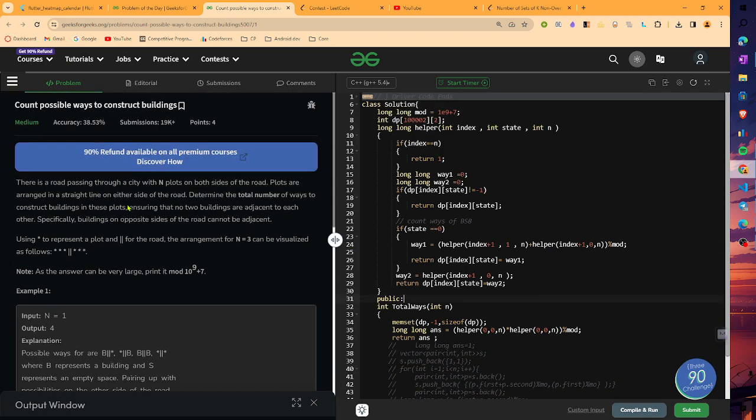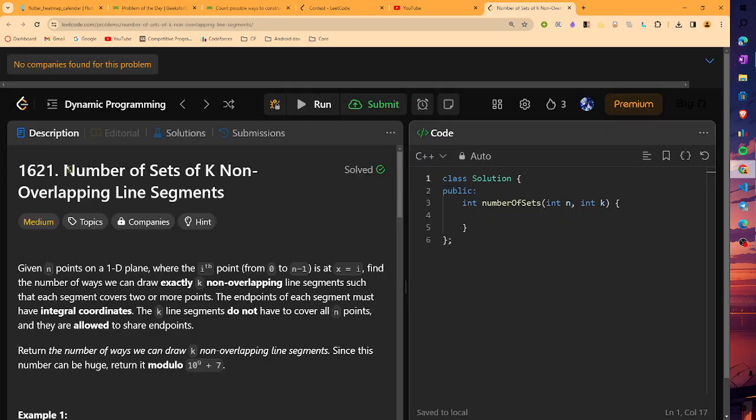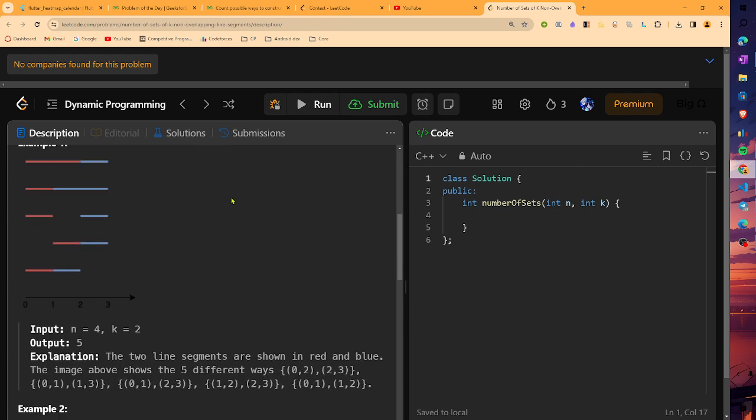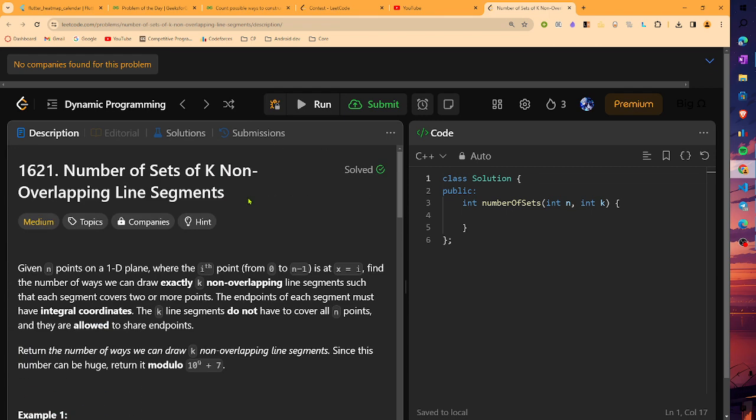To practice the same kind of question, there is a question on LeetCode, Number of Sets of K Non-Overlapping Line Segments. It is just the same as the previous one.